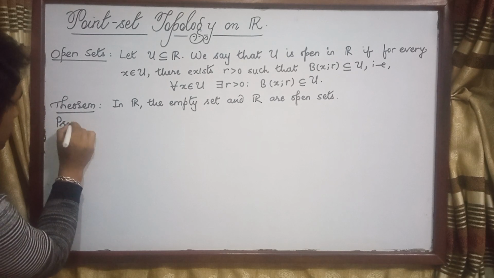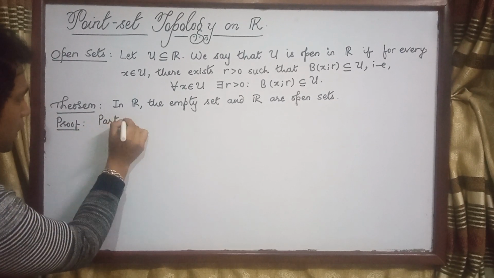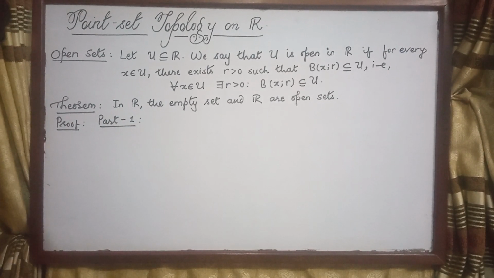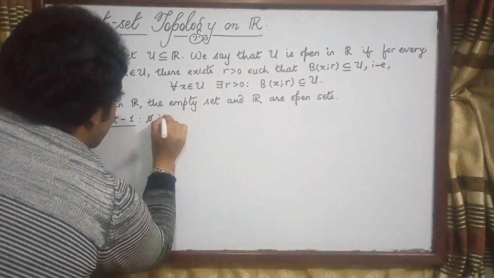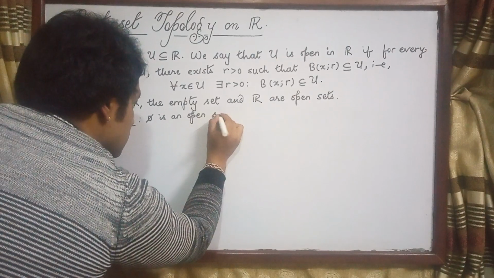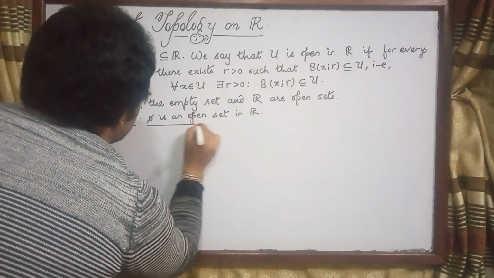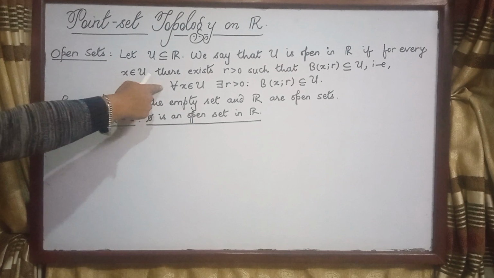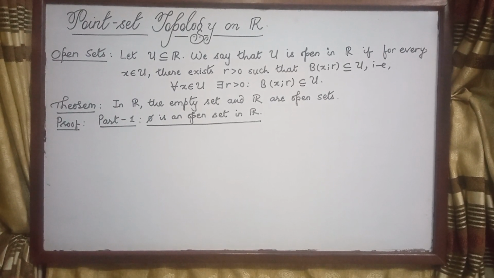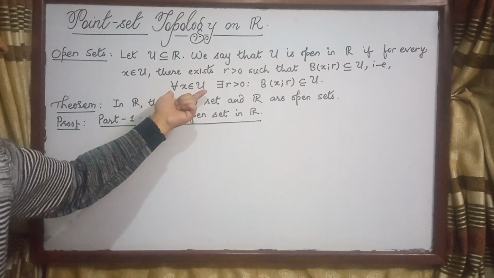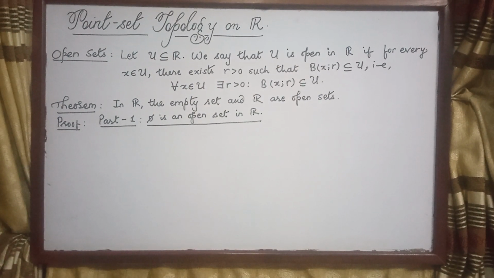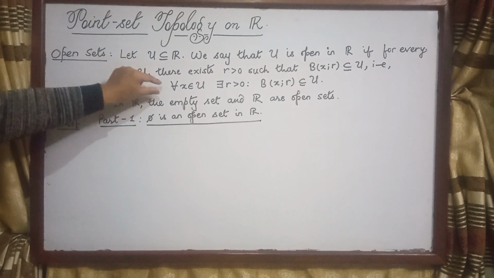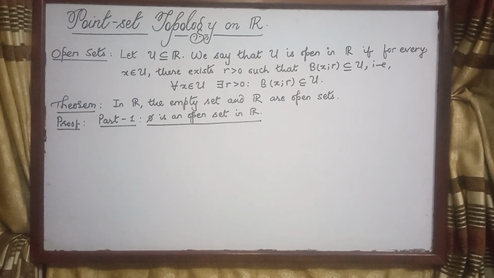Let's prove this. The first part will be the proof of the fact that phi is an open set in R. All right. Now to prove this thing, we're going to use vacuous implication. So basically, now let's look at this statement here. Now you can prove it using this compact form of a nested quantified statement if you can find some x belonging to U, but we cannot find x belonging to phi over here. So let's take a little more precise form of this quantified statement.